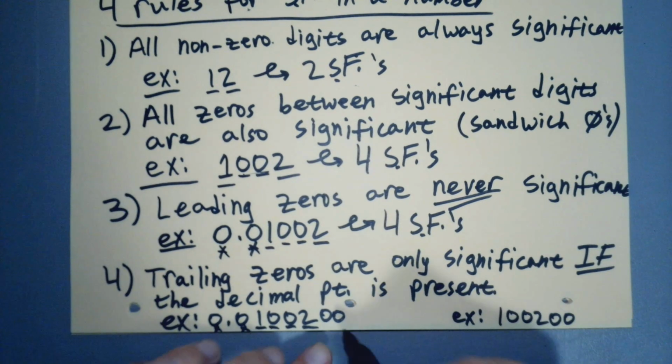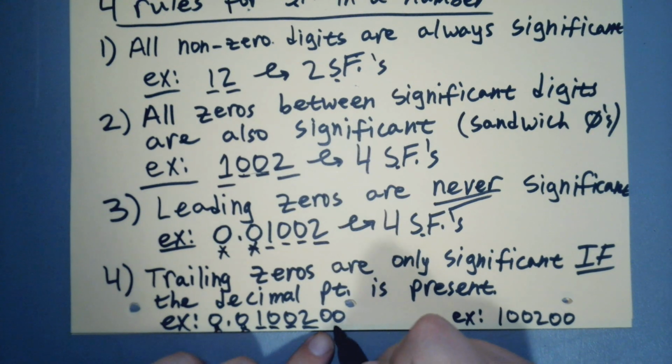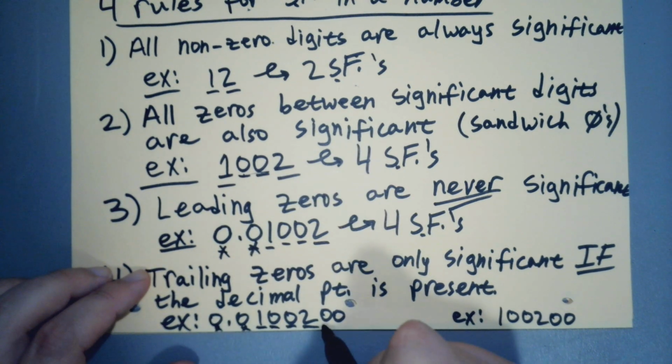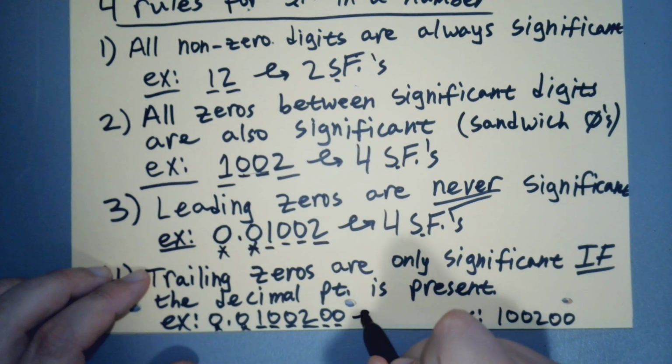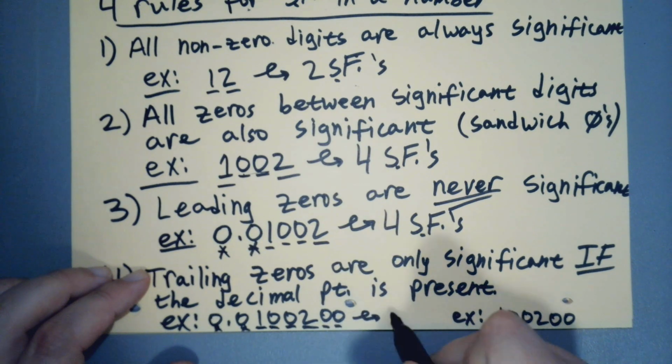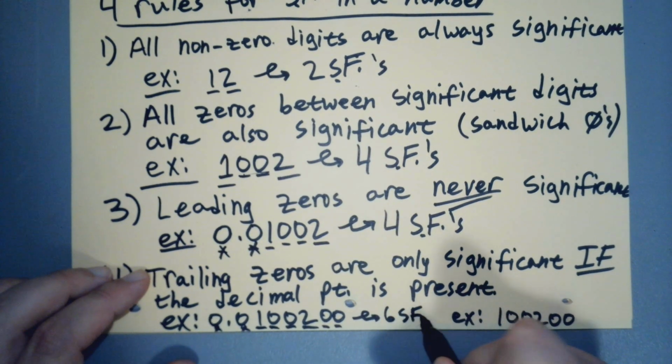All right. So, what about these zeros on the end? Well, these are trailing zeros, and see how we have a decimal point present? So that's gonna count, and that's gonna count. And so I'm gonna have 1, 2, 3, 4, 5, 6 significant figures.